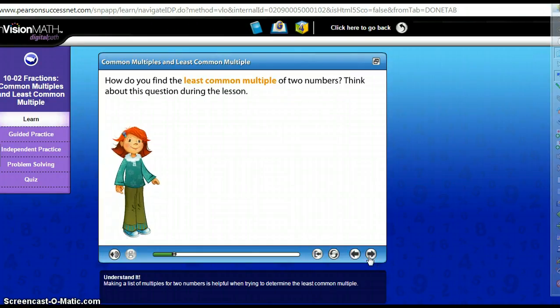How do you find the least common multiple of two numbers? You guys need to get quiet and think about this question during the lesson.